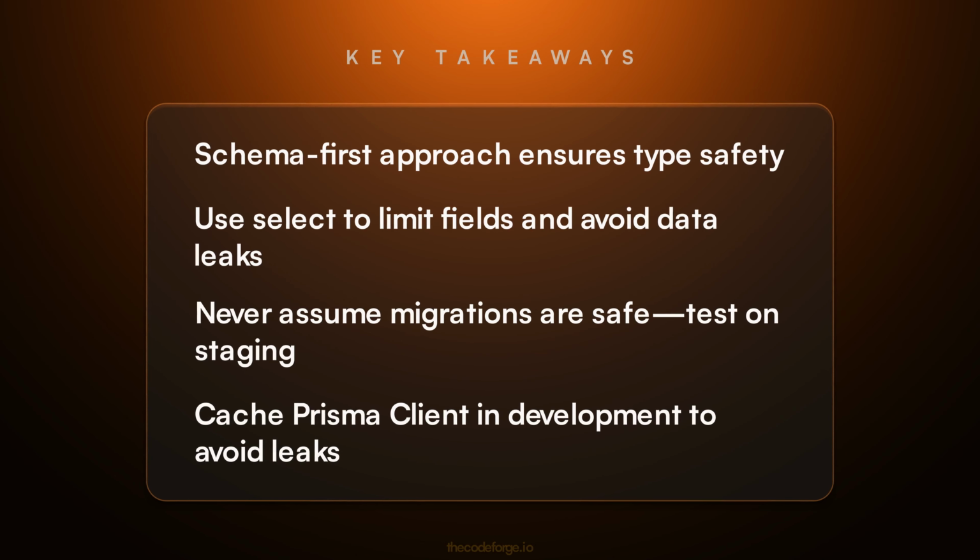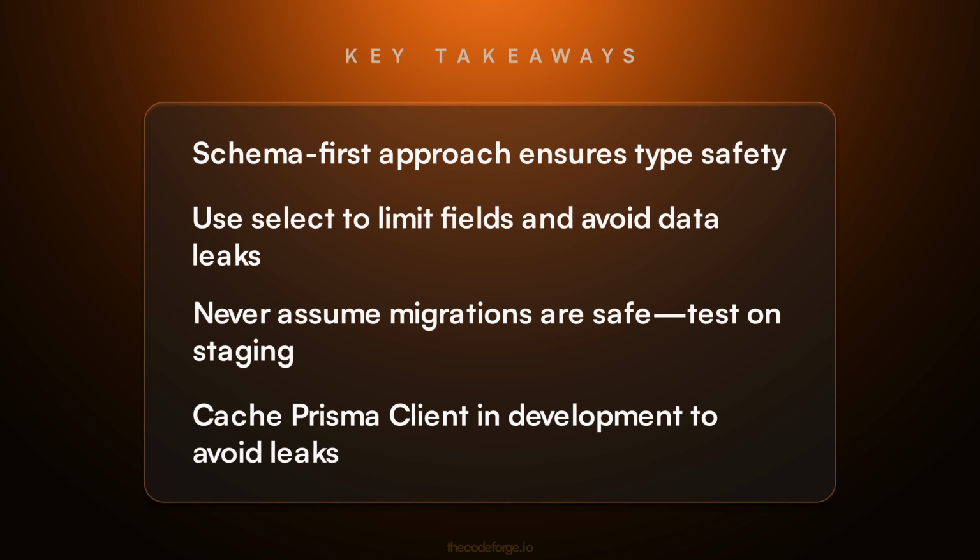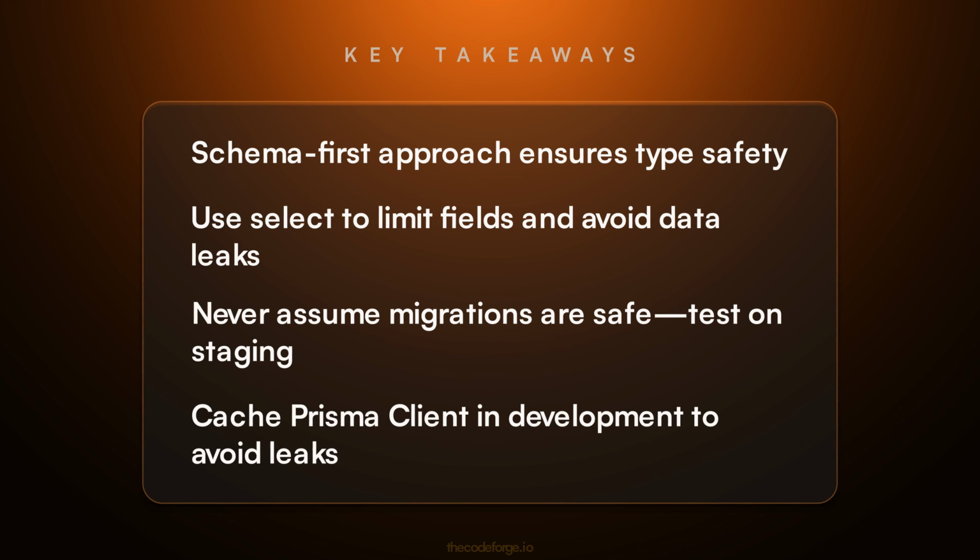Let's recap the key takeaways. Schema-first approach ensures type safety. Use select to limit fields and avoid data leaks. Never assume migrations are safe; test on staging. Cache Prisma client in development to avoid leaks.